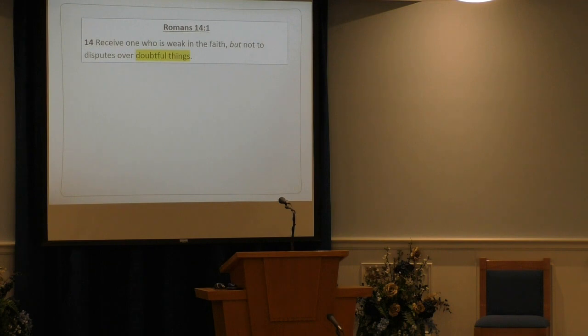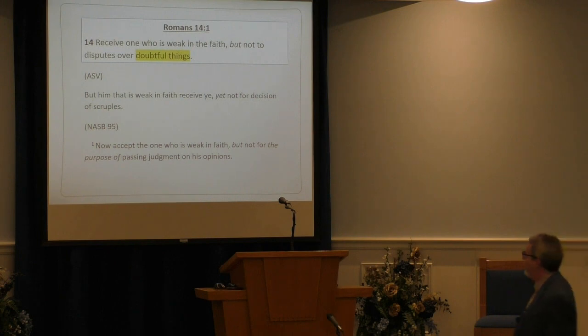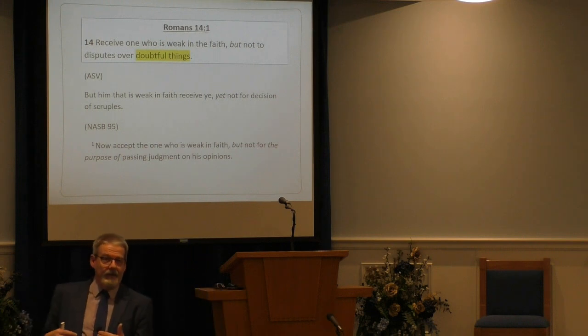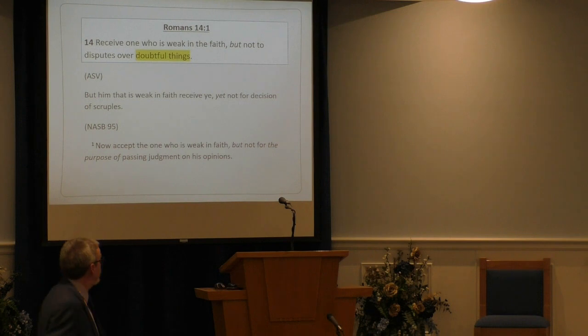Anybody have a translation that's going to help us? English Standard, over opinions. Anybody got another one? Without quarreling over disputable matters. NIV. All right. The American Standard said over scruples, over opinions. That was English Standard on opinions. And the NIV, disputable matters. Do you see what I'm driving at, how looking at another translation may help me to understand that? That doubtful things has to do with opinions or scruples.